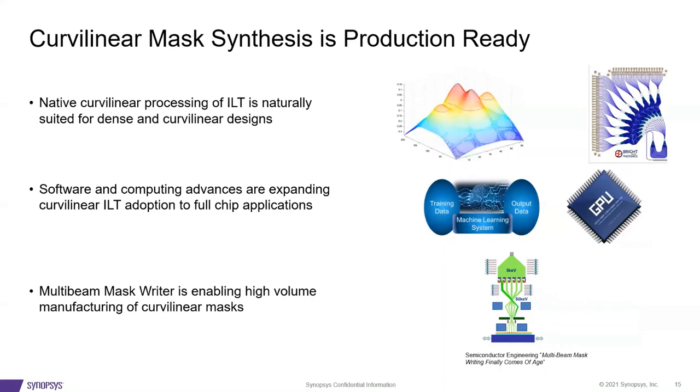In summary, curvilinear mask synthesis is production ready. Native curvilinear processing of ILT is naturally suited for dense designs as well as new curvilinear designs. Software and computing advances are expanding, and curvilinear ILT adoption is being made on full chip applications. And of course, multi-beam mask writing is enabling high volume manufacturing of curvilinear masks.